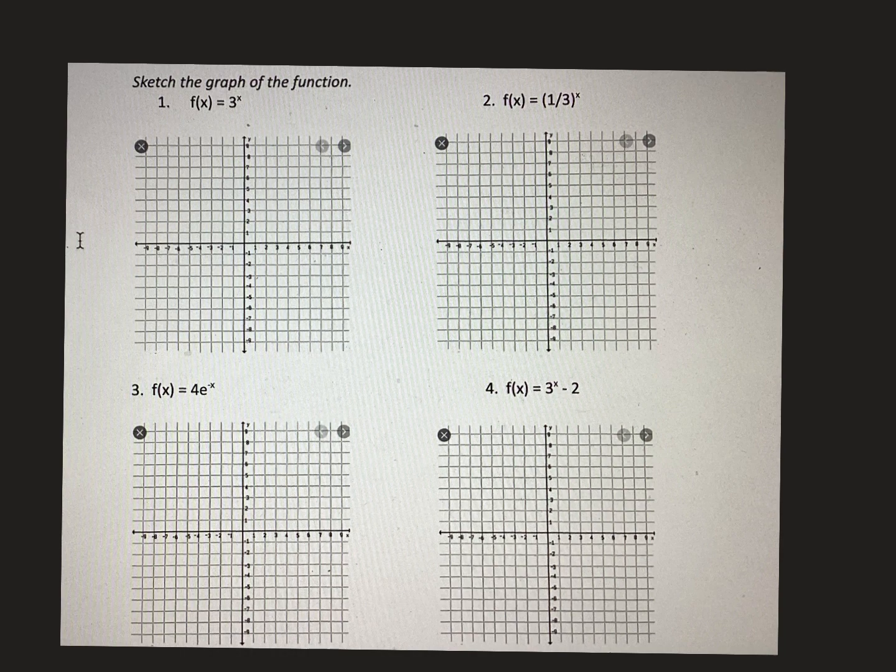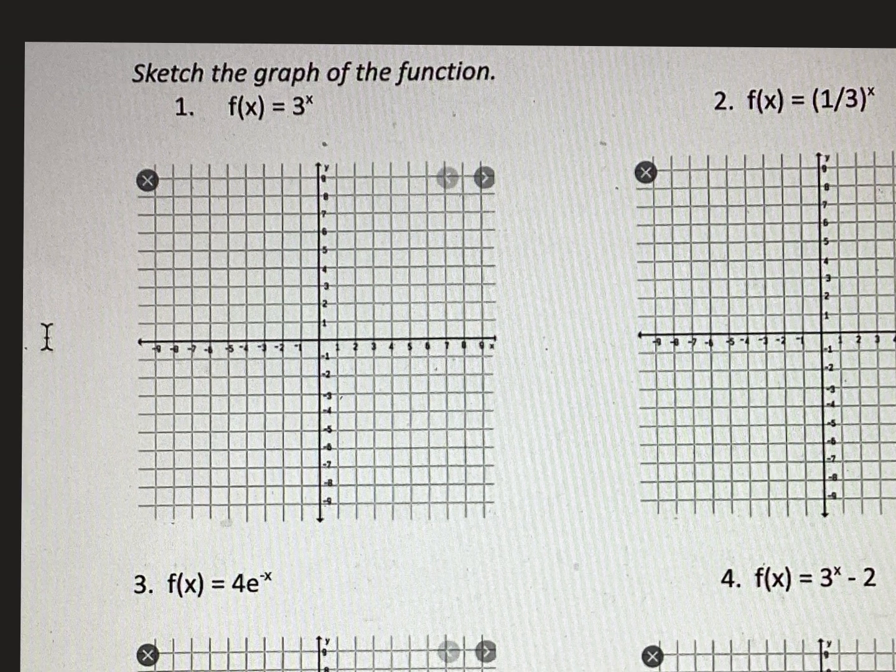Number one, actually the first several are just exponential graphs. Number one, because it's a 3 right there, is exponential growth. There's no shift in it at all, so the asymptote is going to be the x-axis like we would expect. Remember, first point is going to be 1 above because 3 to the 0 power is 1.